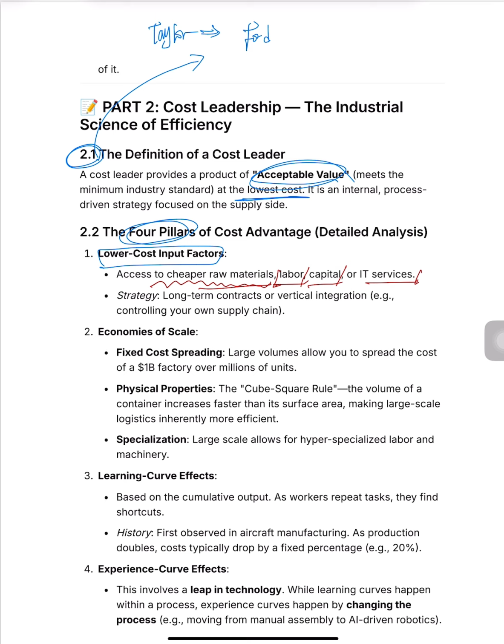A good example is monopsony power. The example is large firms like Walmart and Amazon, or Toyota, which exercise monopsony power.